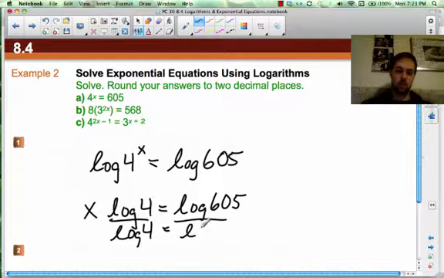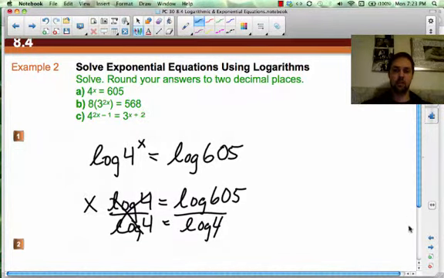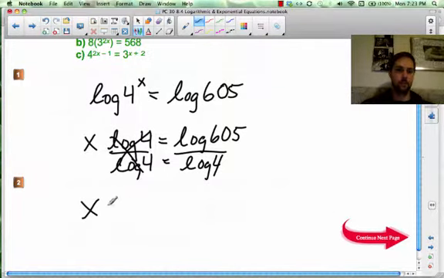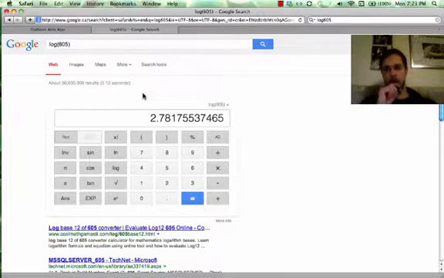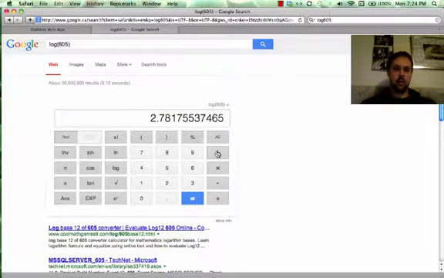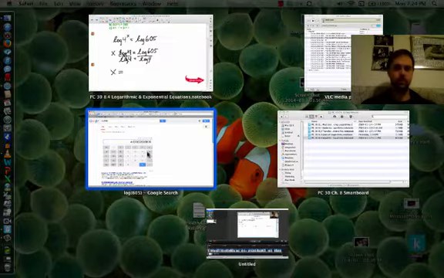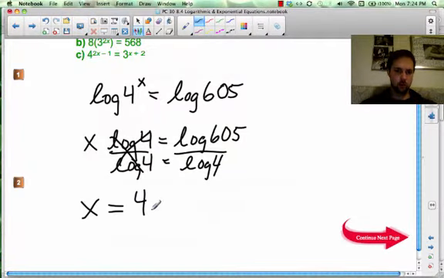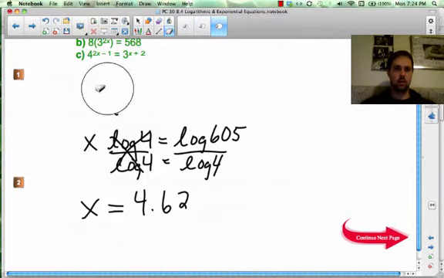And this is 1, which will just leave x on the left side of this equation. And this we have to do on a calculator. So there you can punch in log 605 into your calculator, and we can divide that by log of 4, and we get around 4.62. So we can just write our answer here. X is roughly 4.62. And we're done.